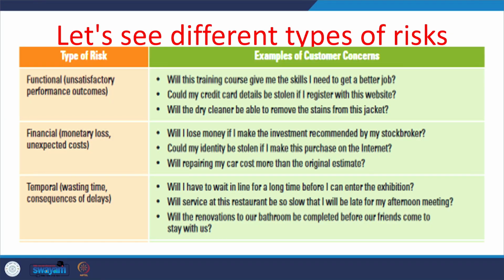There are different types of risk perceived by consumers. Let's understand these different types of risk. The first type of perceived risk is functional risk, which is related to unsatisfactory performance outcomes. For example, will the training course give me the skills I needed to get a better job, or will the dry cleaner be able to remove the stains from my clothes or not?